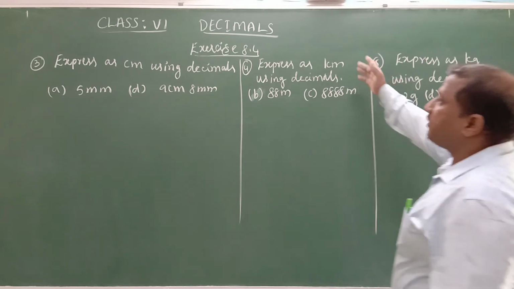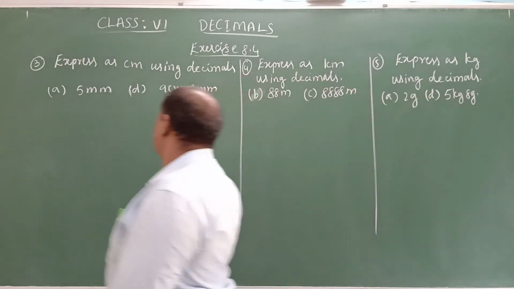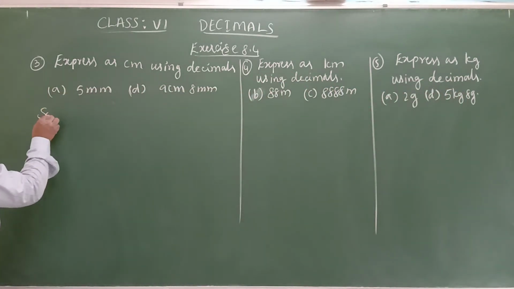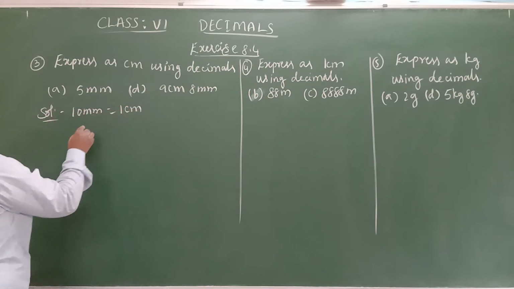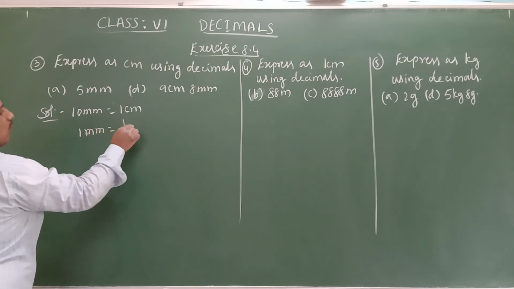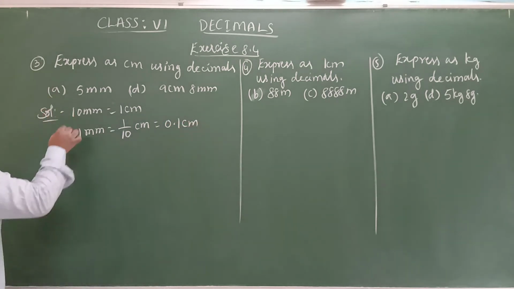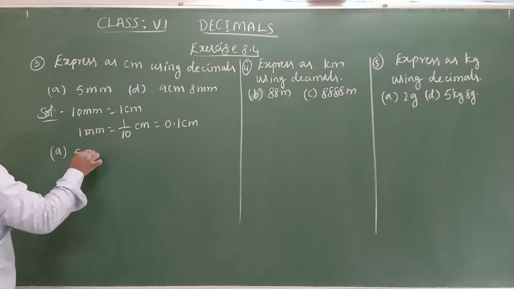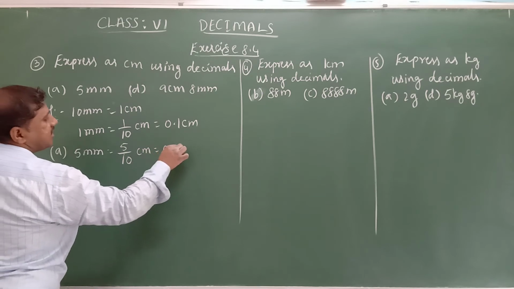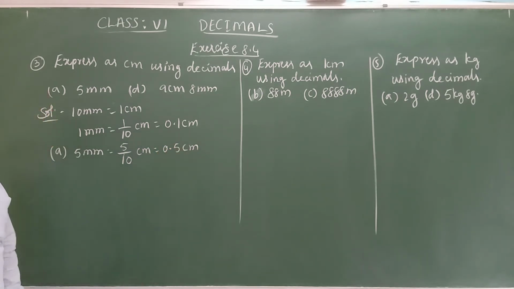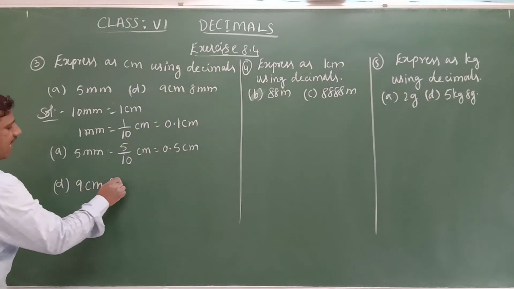Now we will discuss exercise number 8.4, third question. Express as centimeters using decimals. So the first bit is 5 millimeters. We know that 10 millimeters is equal to 1 centimeter. 1 millimeter is equal to 1 by 10 centimeter, that is 0.1 centimeter. Now the A bit, 5 millimeters is equal to 5 by 10 centimeters, that is equal to 0.5 centimeter.